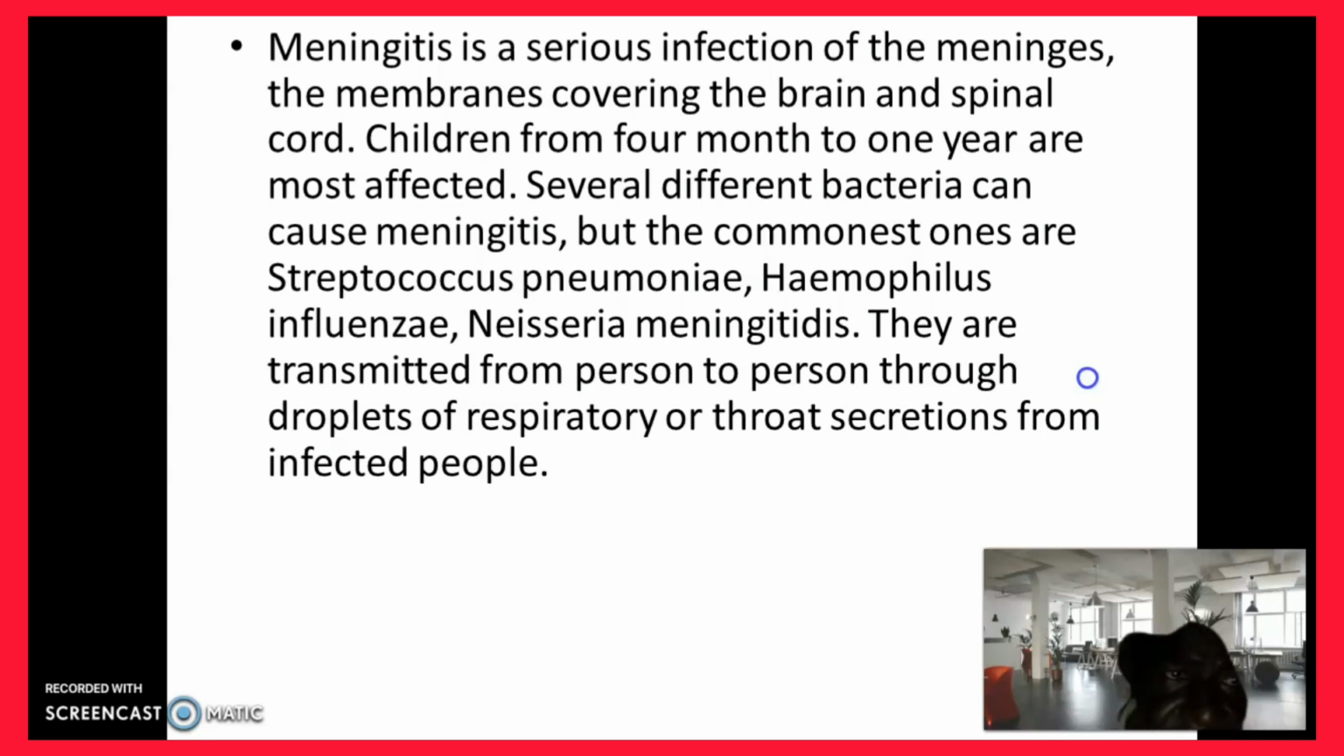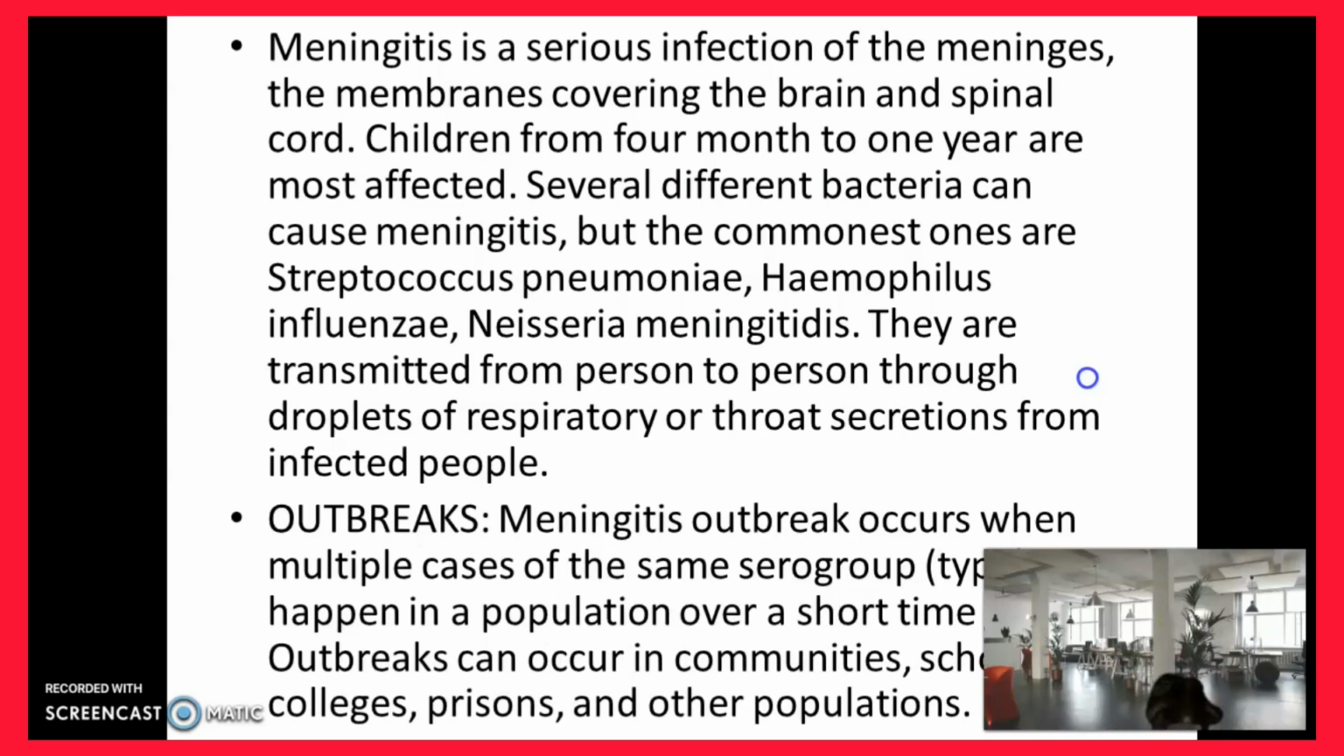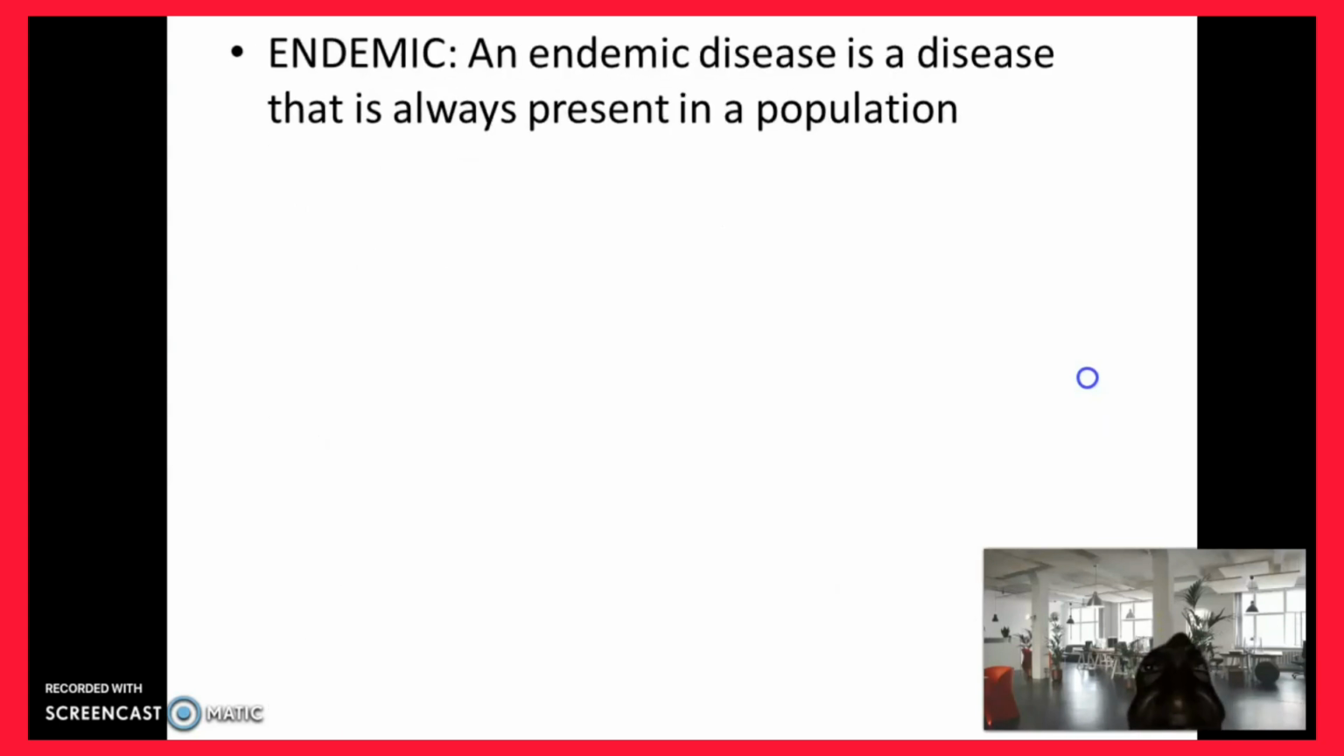We are now more or less talking about the outbreak. A meningitis outbreak occurs when multiple cases of the same serotype, whether biotype or even the character, happen in a population over a short time period. Outbreaks can occur in communities, schools, colleges, prisons, and others. The fact is just that one strain is being replicated over and over. Endemic: an endemic disease is a disease that is always present in a population.